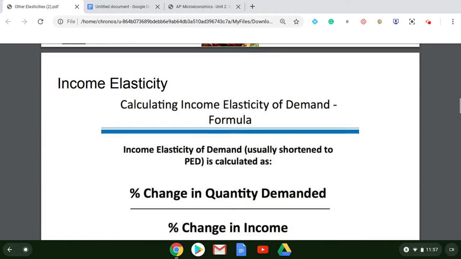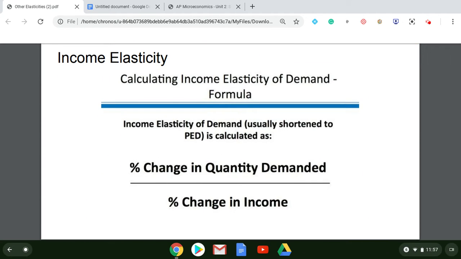So let's jump into this. First, let's talk about the calculation. Similar to the price elasticity of demand and supply, we're talking about percent changes here.